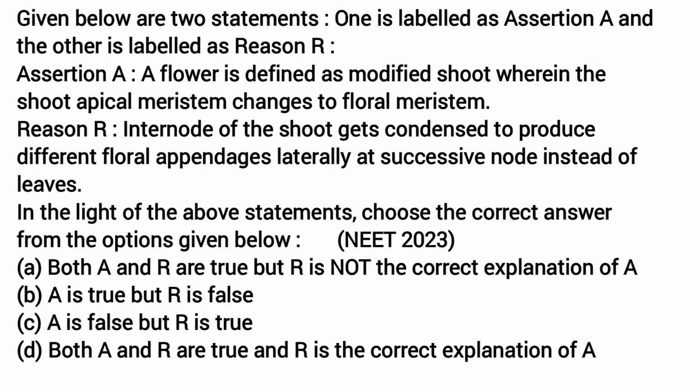Before reading the options, we'll analyze the statements, that is assertion and reason. First one, assertion: a flower is defined as a modified shoot wherein the shoot apical meristem changes to floral meristem. So this is true, isn't it? A flower is actually a modified shoot, where the shoot apical meristem changes to floral meristem. That's why the assertion is a correct statement. Next, the reason: the internode of the shoot gets condensed to produce different floral appendages laterally at successive nodes instead of leaves.